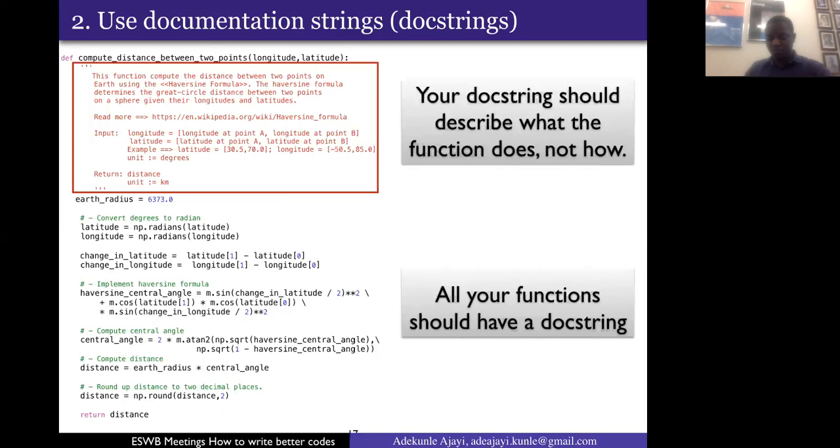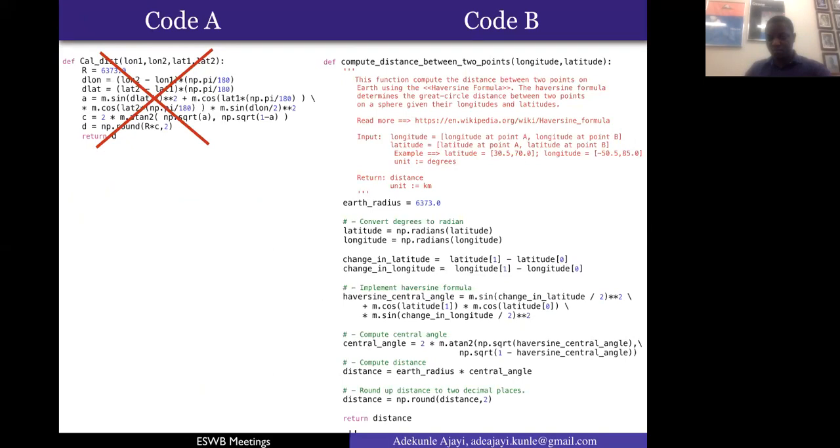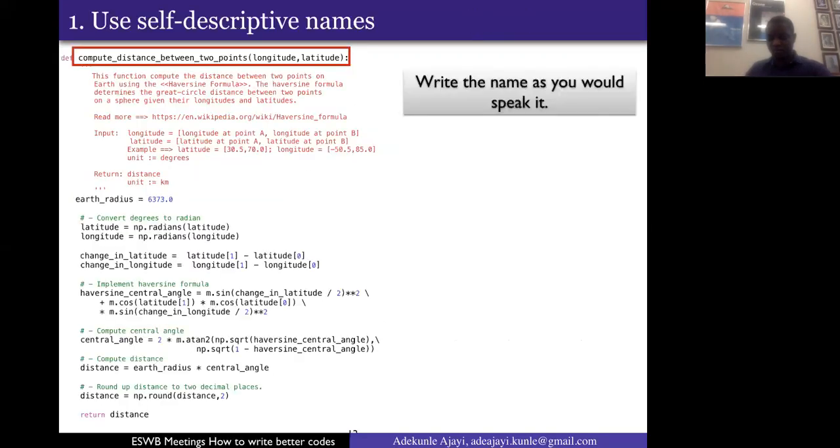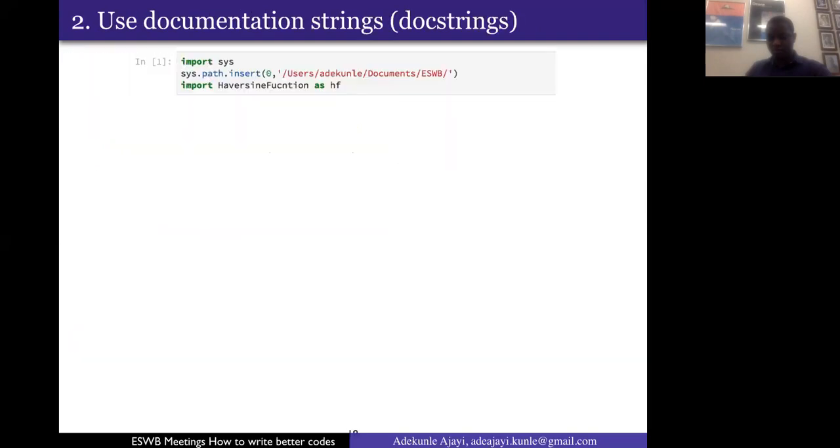Say for instance, I put this function, which is compute distance between 2 points, with the other function that I wrote before, which is this that I showed you, the car distance, and I put both of them in a Python script, and I save it in my system. I save it, say, in a folder in my system called documents, and I name this script. I call it haversine function, and I try to import this script into a Jupyter Notebook.